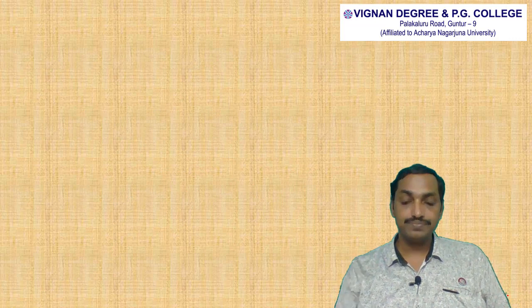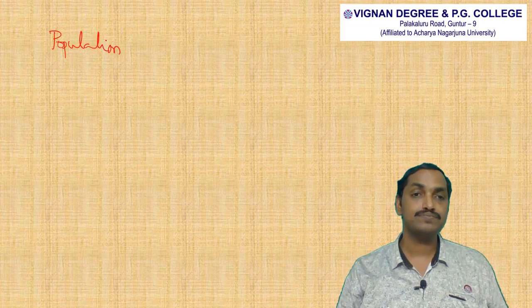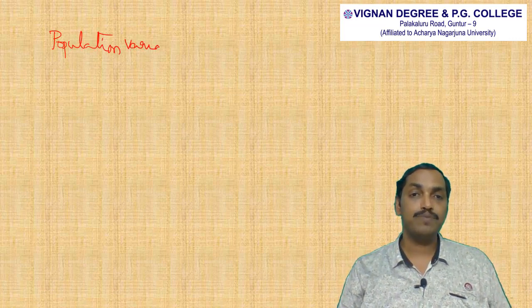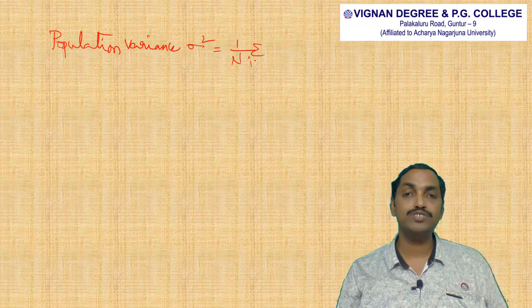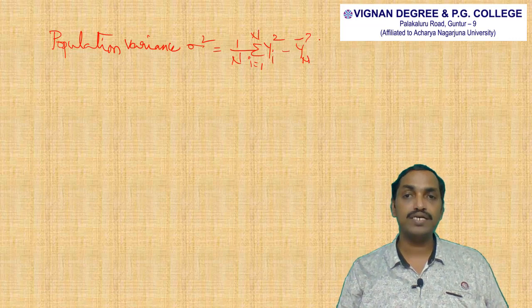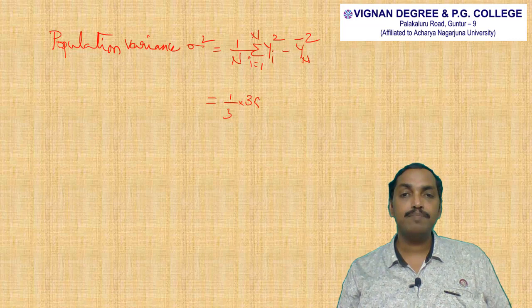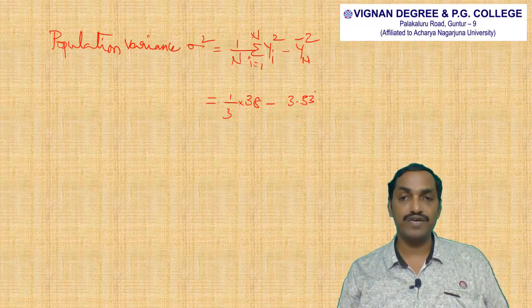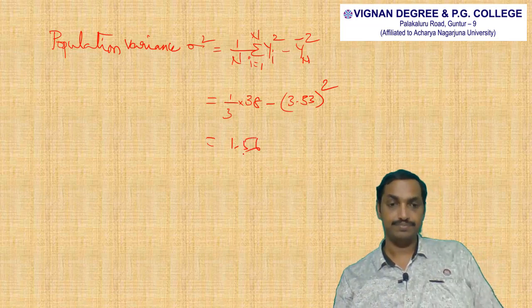And similarly, population variance, which is denoted by sigma square and is given by the formula 1 by capital N into summation i is equal to 1 to n yi square minus yn bar square. That is equal to 1 by 3 into 38 minus 3.33 whole square. On simplifying this, I'll get 1.56.